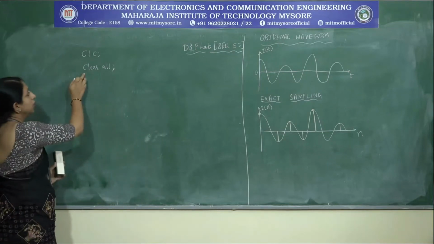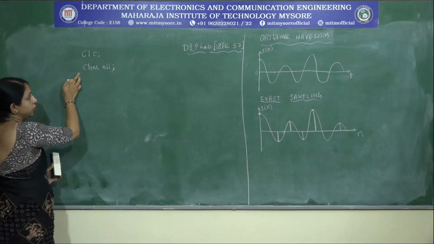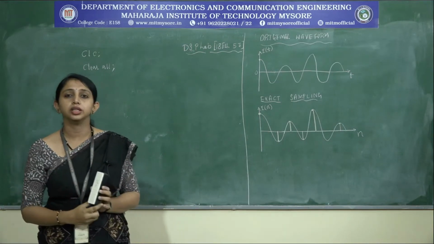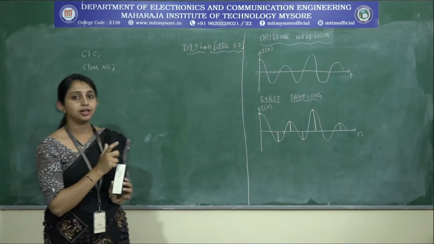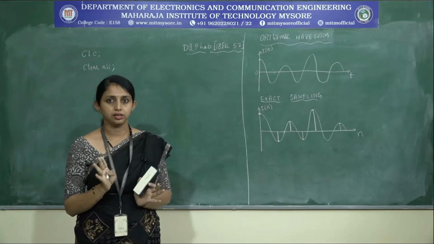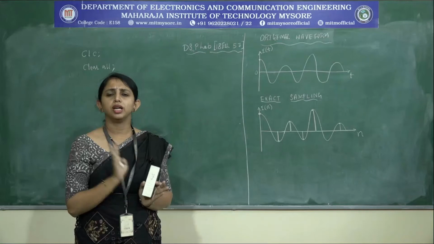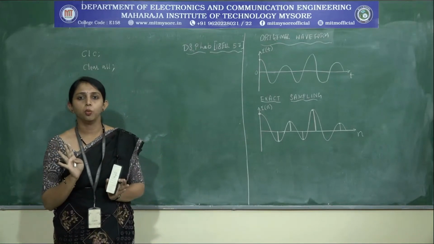Now after writing these two instructions, let us write the parameters required for plotting a signal, that is the original signal. So we have still not gone to the sampling process, we are just plotting the original wave.